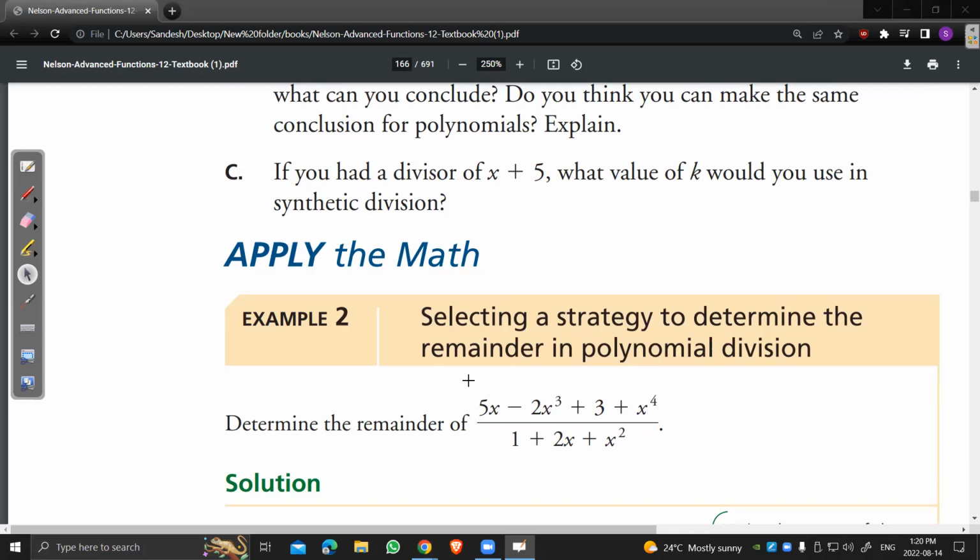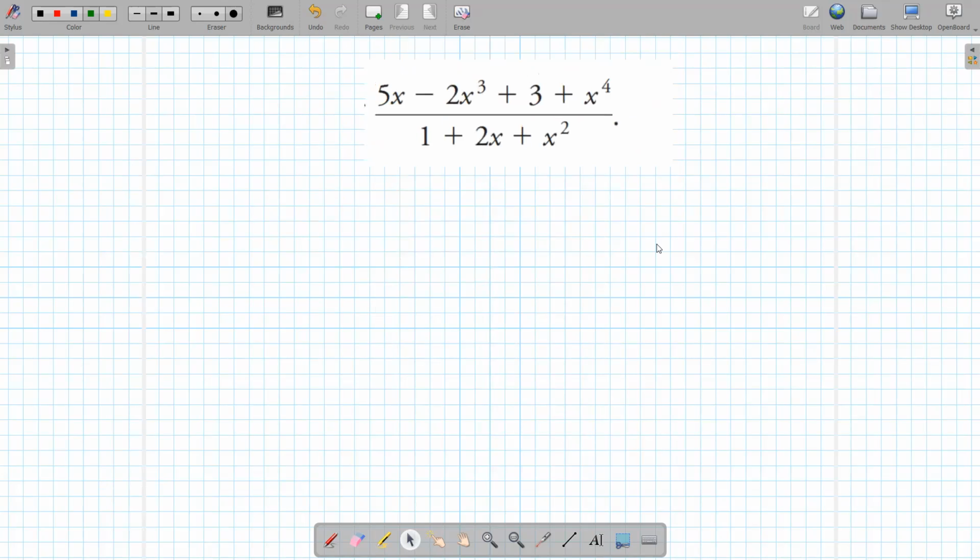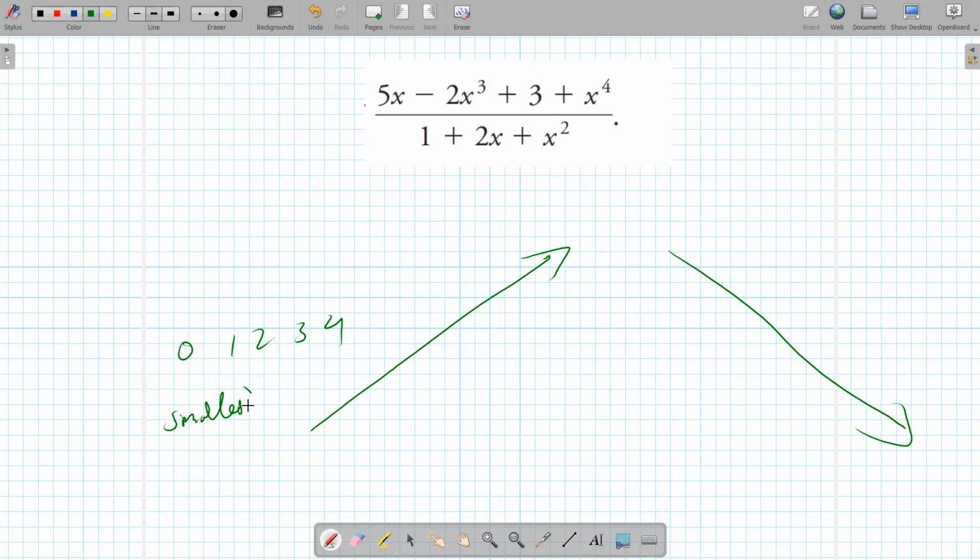This is the same kind of thing. We have our dividend on top. By the way, this one, you have to put it in descending order. You know what descending means? We have two types of orders here. We have either ascending or we have descending. Ascending means something like 0, 1, 2, 3, 4, from smallest to biggest. And then the other is the opposite.